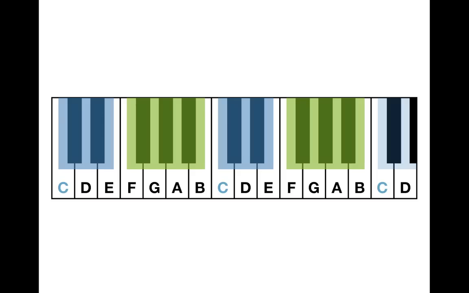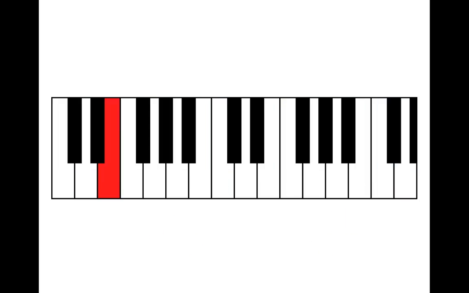So after C comes D, and then E, and then F, and then G, and then remember, start over at A, and then B, and then C, and so on and so forth. So the musical alphabet comes in handy here. With this information, you should be able to identify any key on the piano keyboard. So let's give it a shot. What key is highlighted in red?